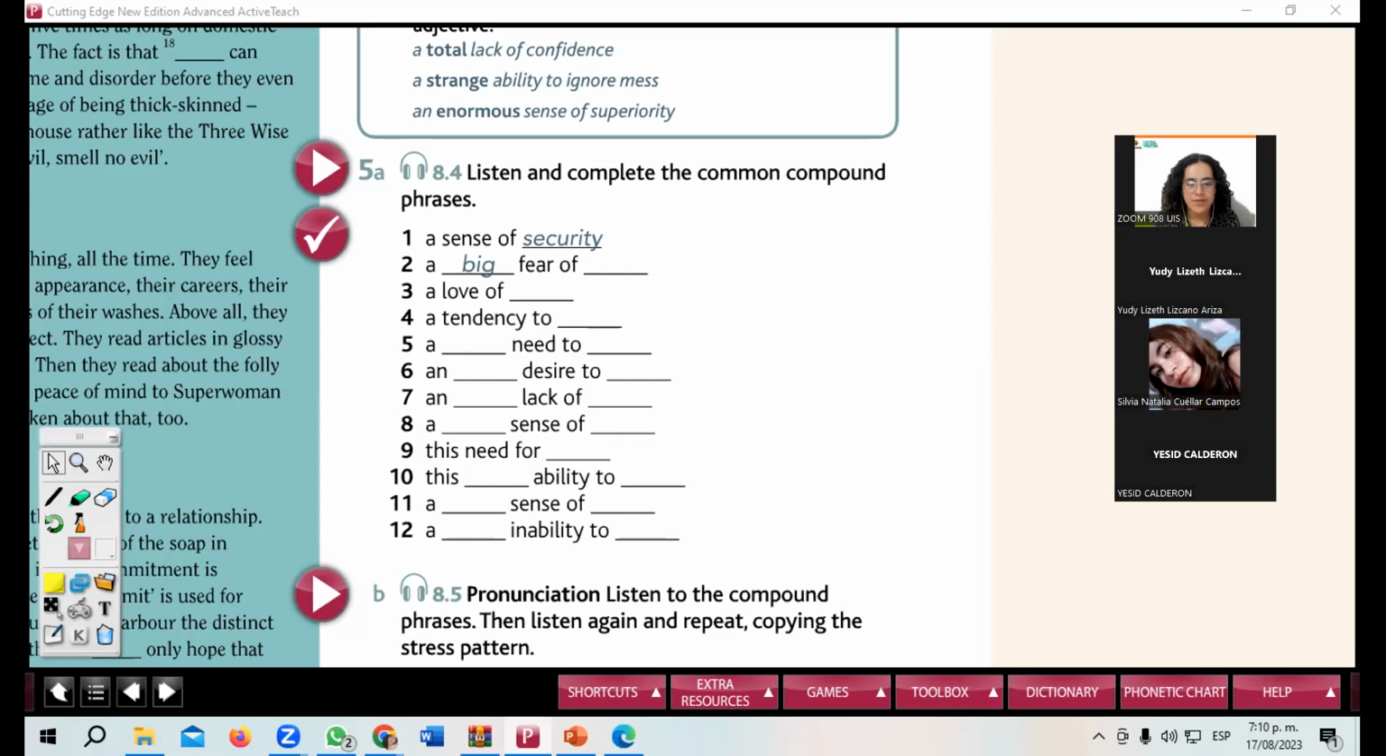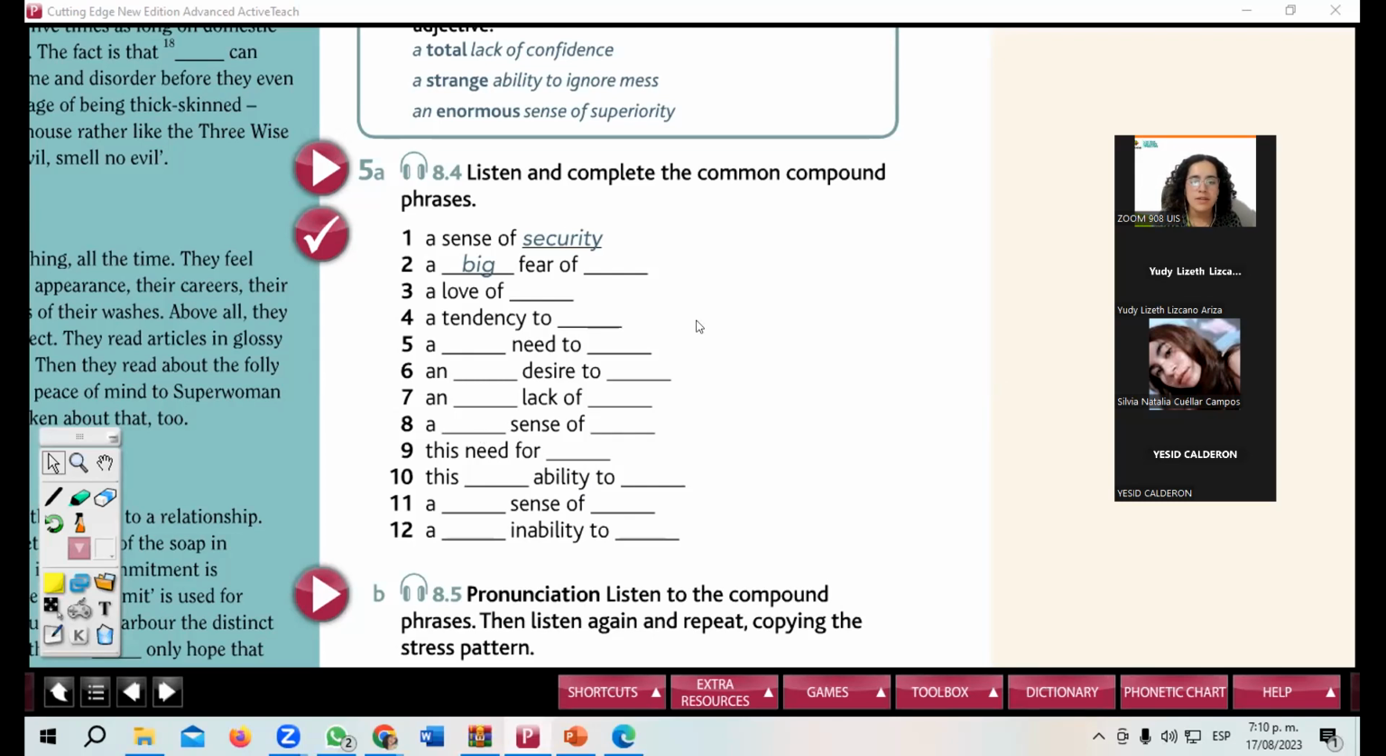I heard a weird sense of achievement. It is correct. A weird sense of achievement. Achievement is like logro, no? A weird sense of achievement.